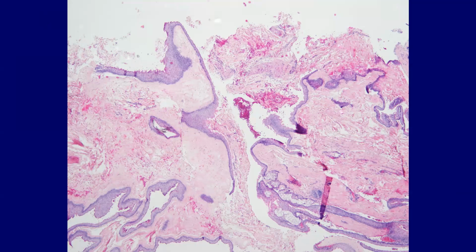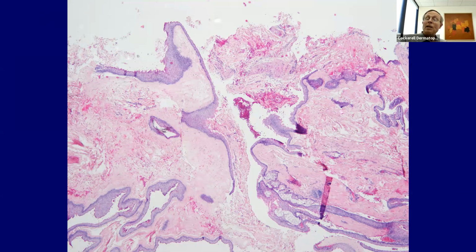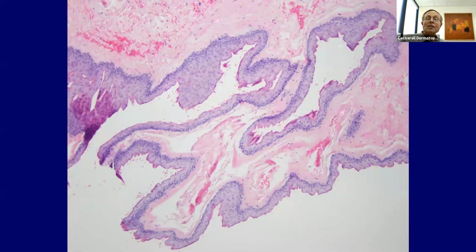So here we got an incisional biopsy once again. And we've already seen a couple of cysts this morning. So we've got another cyst. Hopefully you guys can recognize that. Okay. So we diagnose cysts. We look at the lining of the cysts. And this one, somebody's already put the diagnosis of Steatocystoma.